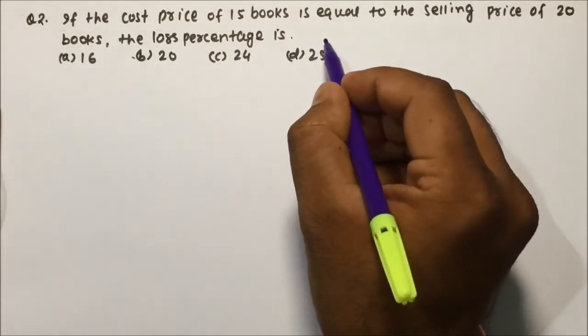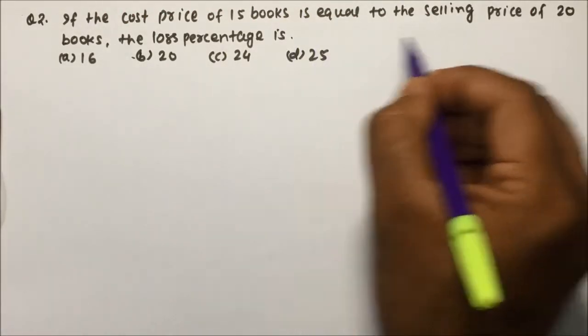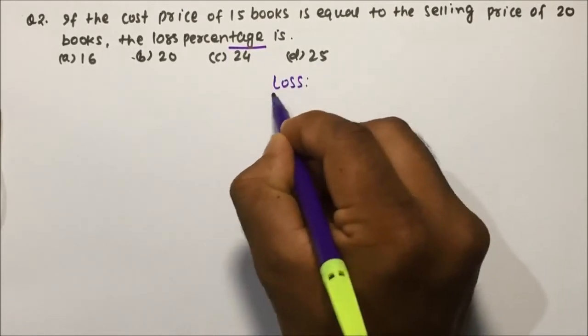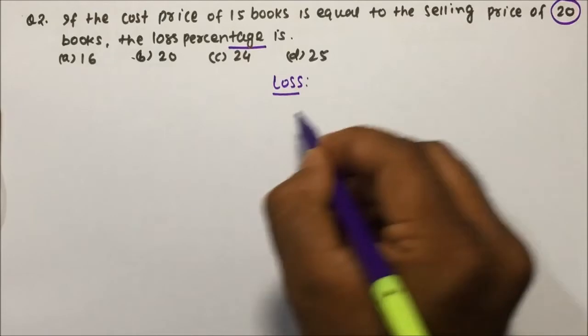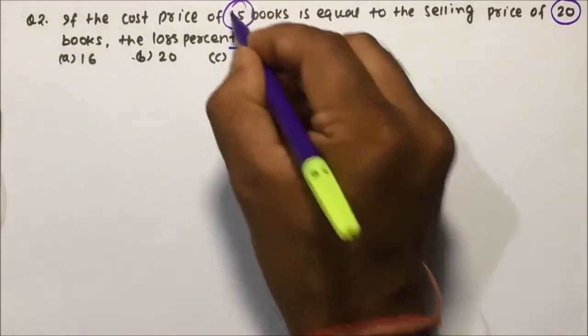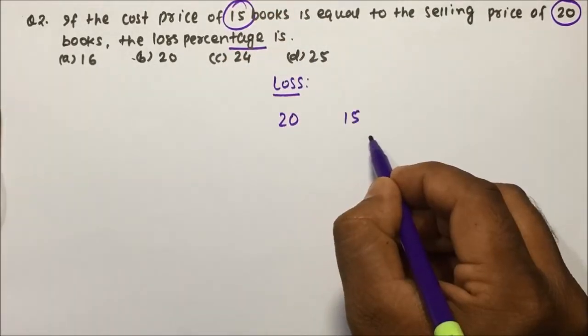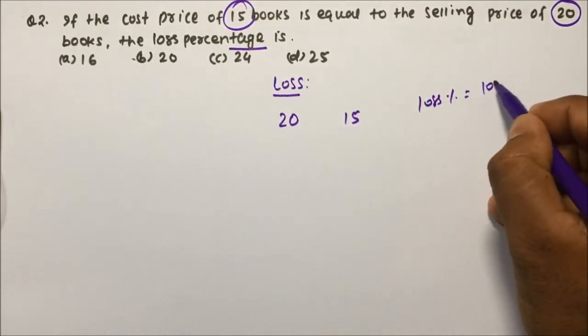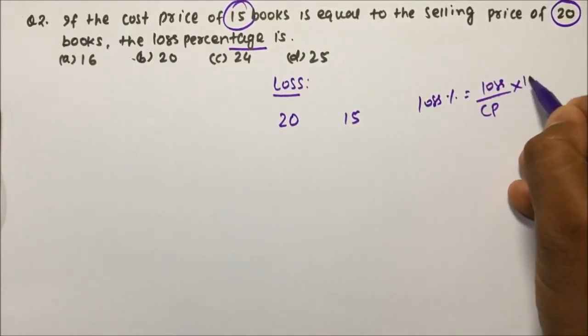If the cost price of 15 books is equal to the selling price of 20 books, then find the loss percentage. If there is any kind of loss, then the bigger value you write on the left side and the smaller value you write on the right side. Now you see your loss percentage will be loss divided by cost price into 100.